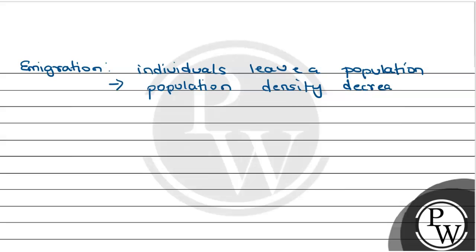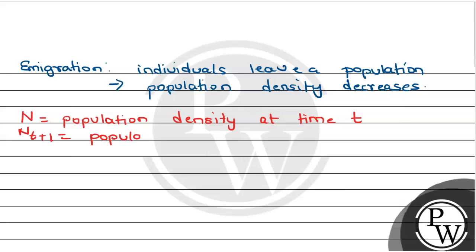So now if I want to represent the entire thing with the help of a flow chart, how do all these factors affect the population density? Let us see that. So here I'll be considering two things. Let n be the population density at time t, and let nt plus 1 be the population density at time t plus 1.